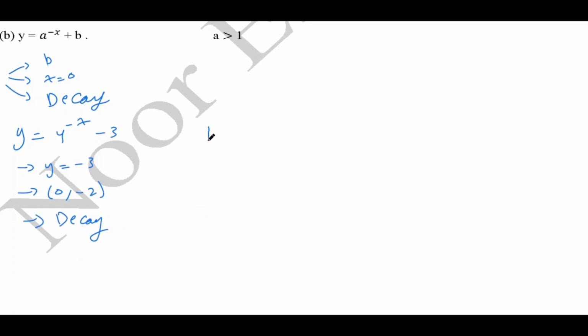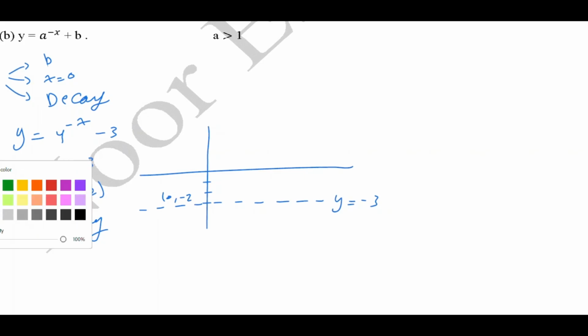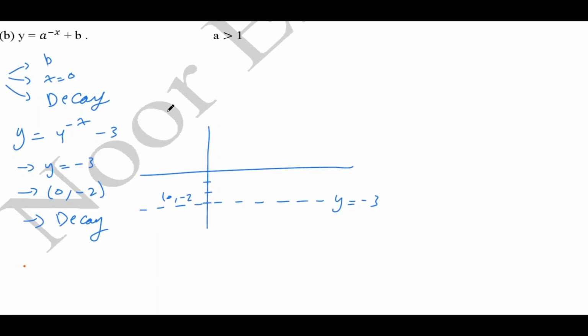I'm going to sketch it. This is the asymptote line, y equals negative 3. This is the intersection point, 0, negative 2, and it's decay, going down from left to right.